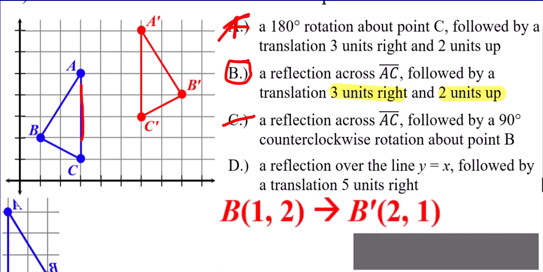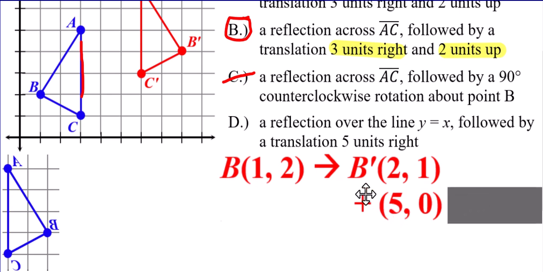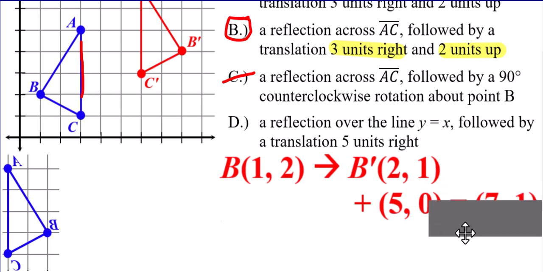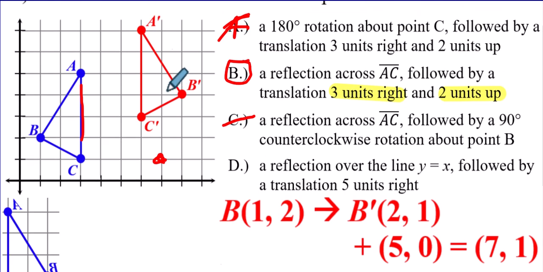Now, if I do a translation 5 units right, remember, you can show the work for translations by adding by an ordered pair. 5 units right means the x is 5. It didn't say up or down, so the y would stay 0. And if I would add that, that would put me at 7, 1. 7, 1, 1, 2, 3, 4, 5, 6, 7. That's here. Obviously, B prime is not at that spot. So, boom, choice D, I can eliminate it.